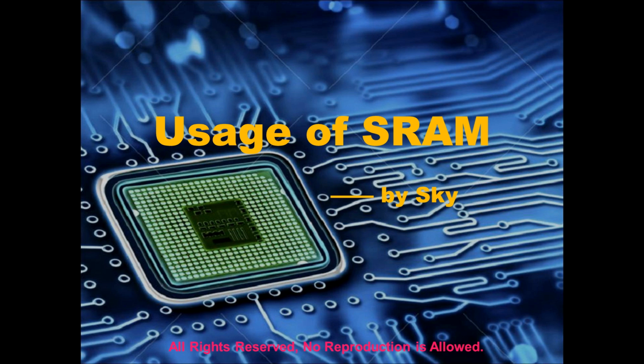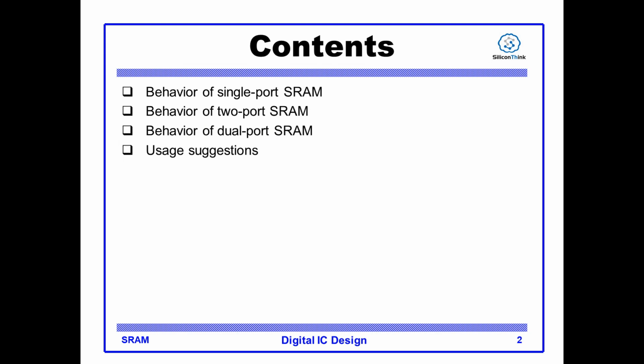Hello everyone. In this section I will talk about SRAM. SRAM is a commonly used cell in digital circuits, so you have to understand the behavior of SRAM and how to use it properly. In this section, I will introduce the three common types of SRAM: single port, two port, and dual port. And last, I will give you some suggestions on the usage.